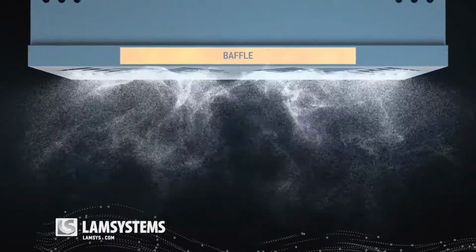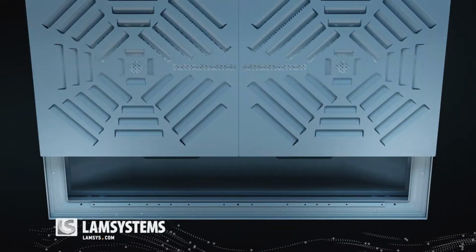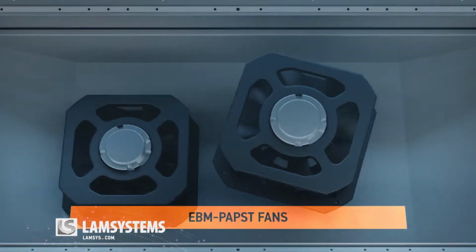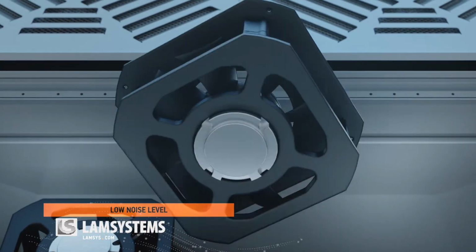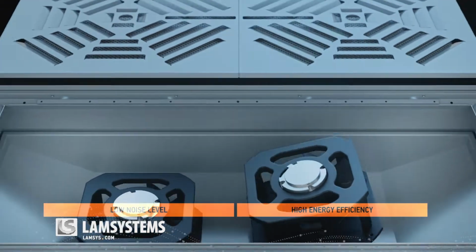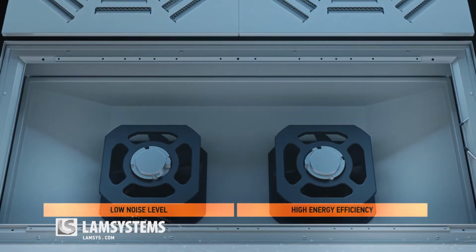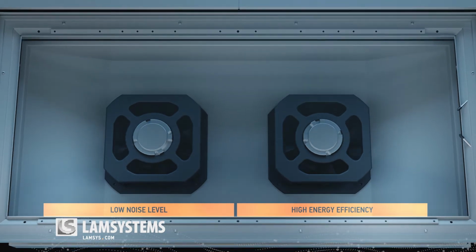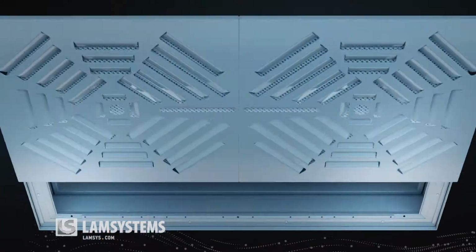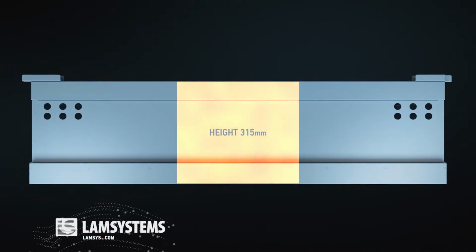All the filter fan units are equipped with advanced fans produced by German company EBM Pabst. Electronically commutated motors that are used in the fans are silent and energy efficient. Using several fans on a single unit increases the uniformity of the airflow, decreases the level of noise, and significantly reduces dimensions of the filter fan unit. The height of our filter fan unit is only 315 millimeters.